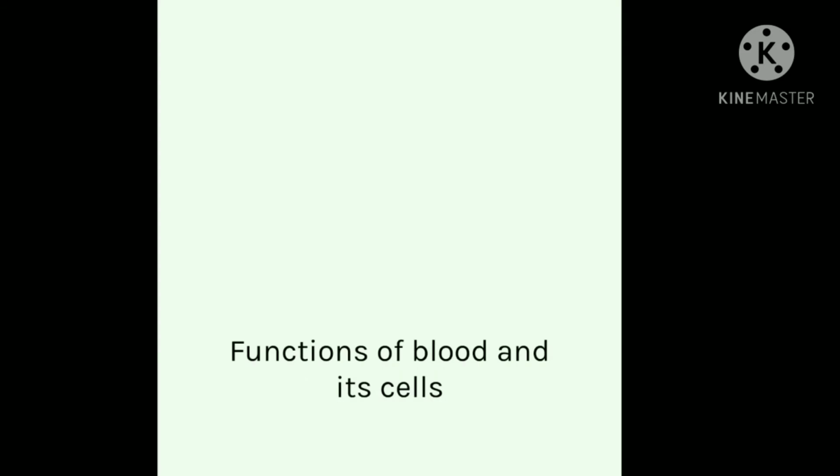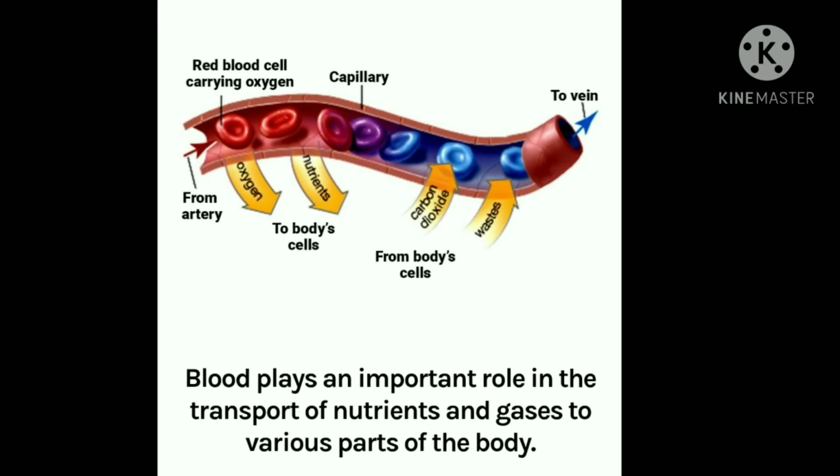Functions of the blood and its cells. So here, the blood plays an important role in the transport of nutrients and gases to various parts of the body. In respiration, we have seen that in the lungs the oxygen is taken by the red blood cell, which carries the oxygen that is important for cellular respiration, which gives us the energy.